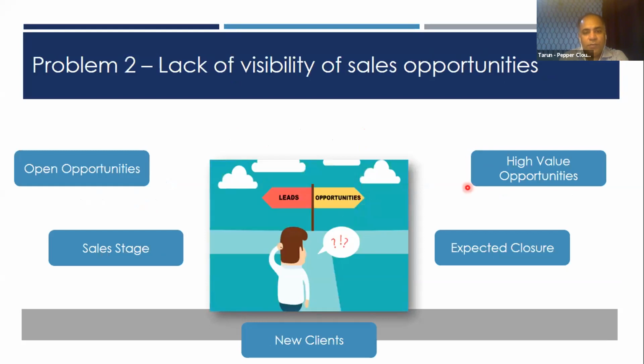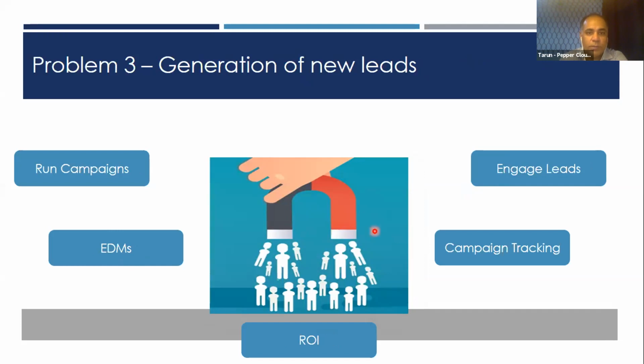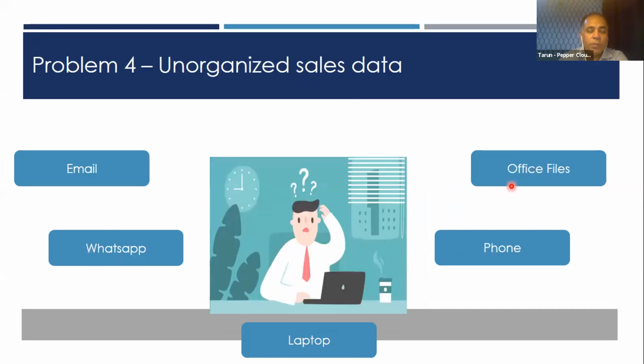Another big problem that they are facing is whatever opportunities they have in hand right now: how many opportunities are open, which are the important opportunities which require urgent attention, in which stage of the pipeline the opportunities are sitting, how the sales team is going to handle new clients. So that is something which is not available unless they have good visibility of all the opportunities. Another new challenge which has come up is how do we generate new leads? What kind of campaigns to run? How do we engage our existing leads? Is there data-driven marketing that we can do? That's another big challenge which has come up now.